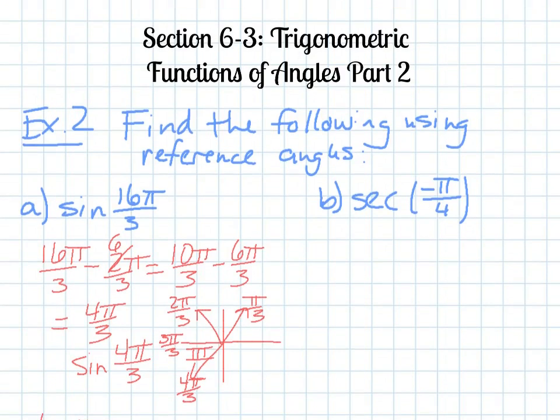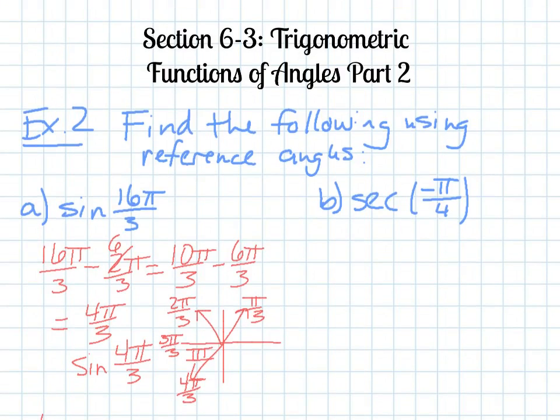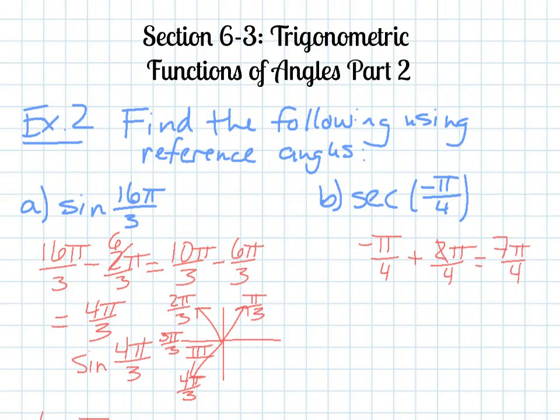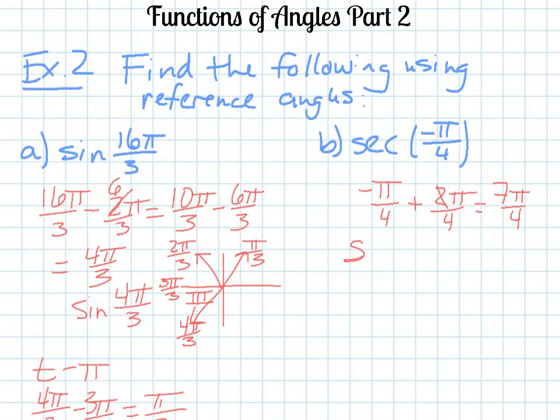If I try this with secant, if I have secant of negative pi over 4 here, I need to once again get it in between 0 and 2 pi. So since it's negative, I need to add 2 pi to this instead of subtracting, which, since we're talking about fourths, is the same thing as 8 pi over 4. So then that gives me 7 pi over 4. Okay, so secant of 7 pi over 4 is what I need to find.